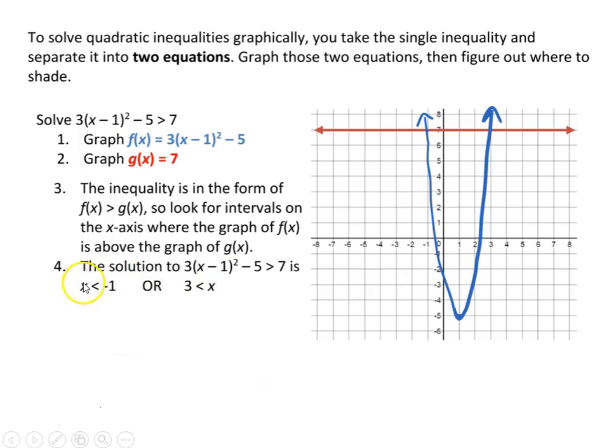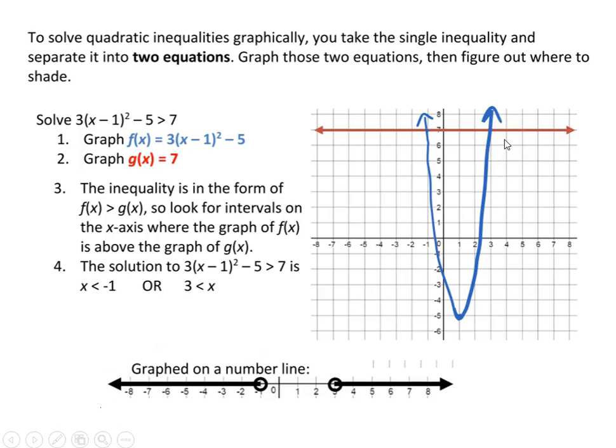The solution to this is x has got to be less than negative 1, and it's strictly less than because it's not an or equal to. If we go this way, this blue will continue to go up, and the red will stay the same. So x has got to be less than negative 1, or x can be bigger than positive 3. That's what we're doing here.